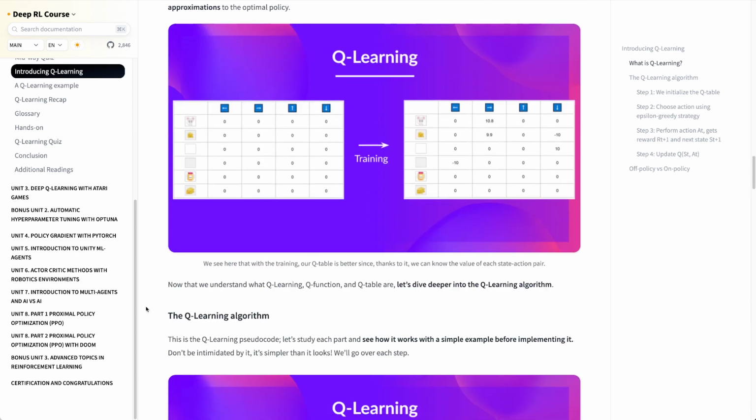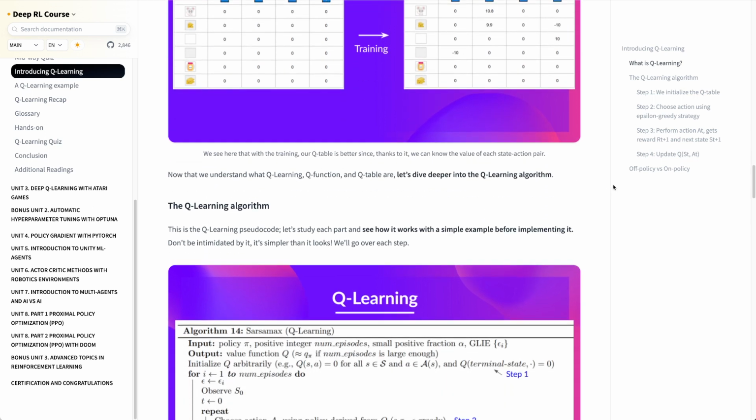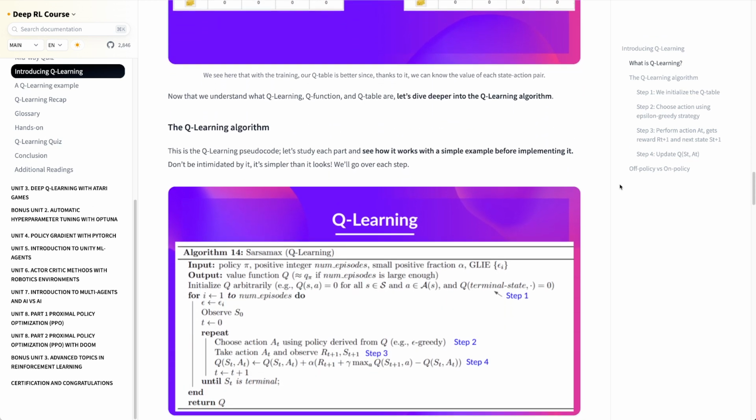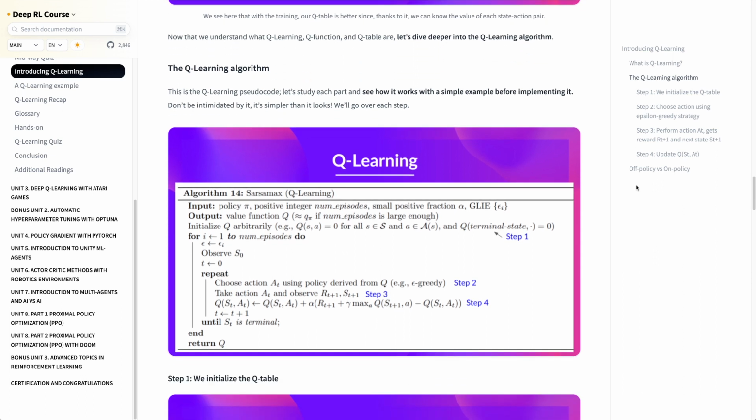Great. Now that we understand what Q-learning, the Q function, and the Q table are, let's dive deeper into the Q-learning algorithm. So what is the actual algorithm that fills in these values? This is the Q-learning pseudocode. Let's study each part and see how it works with a simple example before implementing it. Don't be intimidated by it. It's simpler than it looks. We'll go over each step.